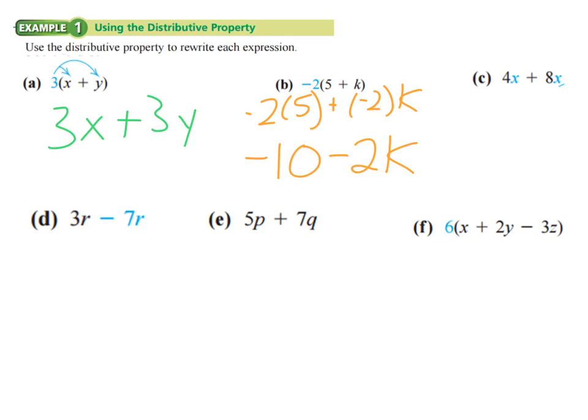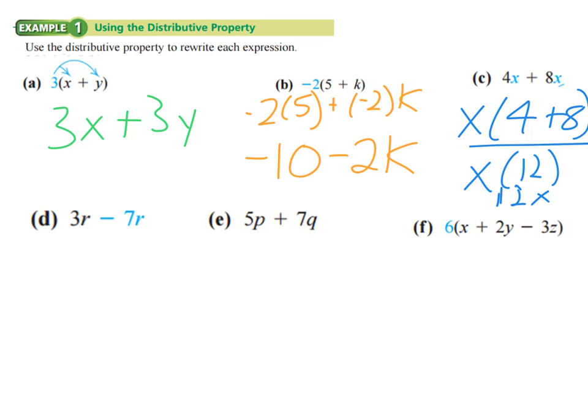Now for C, using the distributive property to rewrite that, we're actually going to use that in reverse. So we factor that x out and we get x times 4 plus 8. So we've already done what they wanted. You could go further and say, well, that's x times 12 or 12x. But again, we used the distributive property to rewrite that here, so that's really what we're trying to show, is how to use that distributive property in that way.